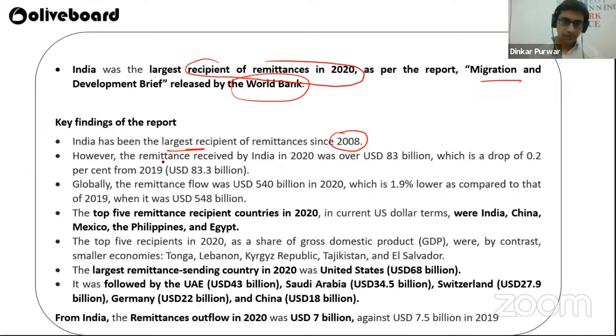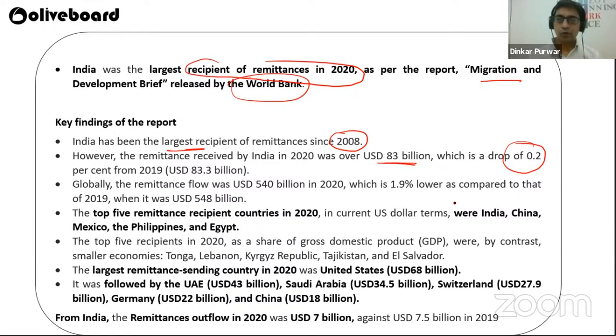However, the remittance received by India in 2020 was over 83 billion, a drop of 0.2%, which has been shared by Nilesh. Very good, Nilesh. You have read the report properly. Globally, the remittance flows were around $540 billion in 2020, which is 1.9% lower as compared to 2019.